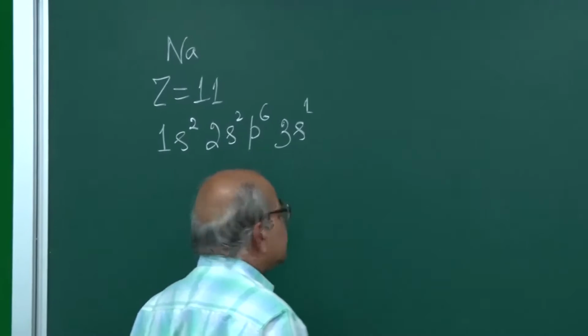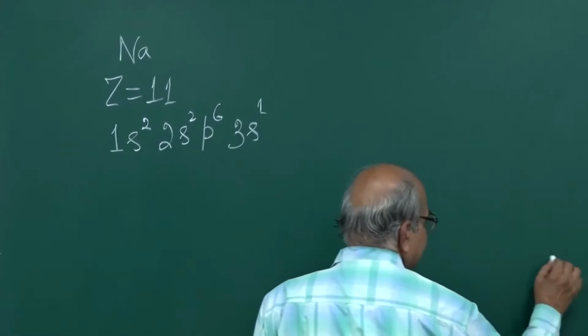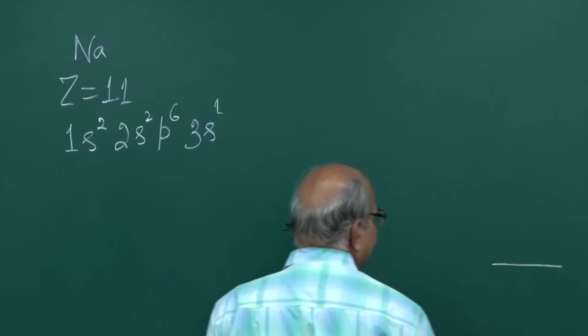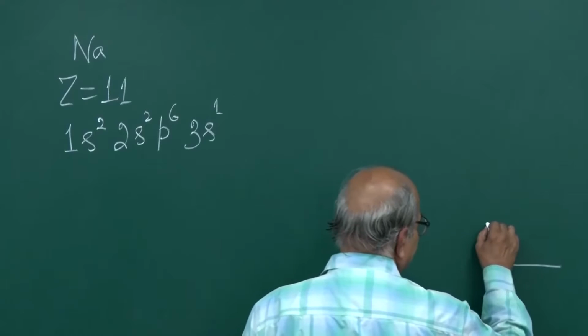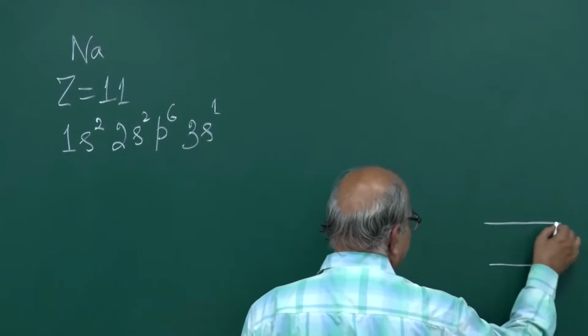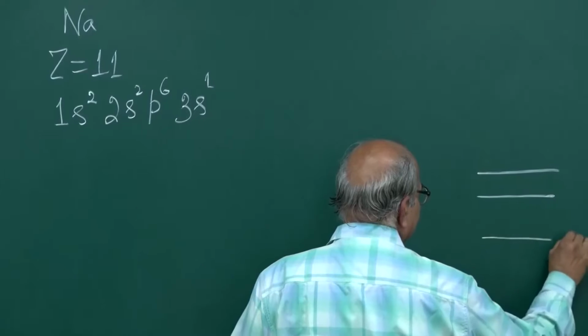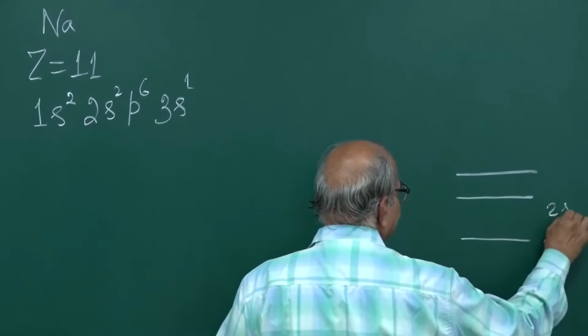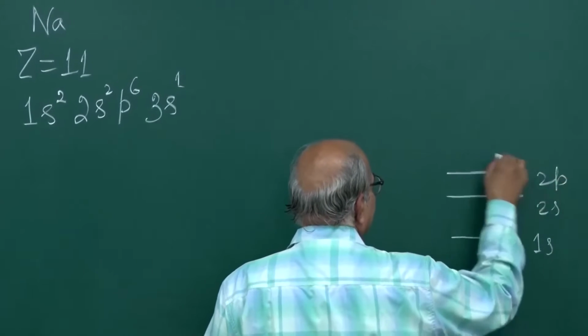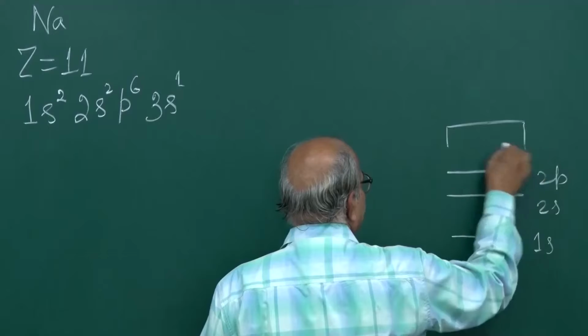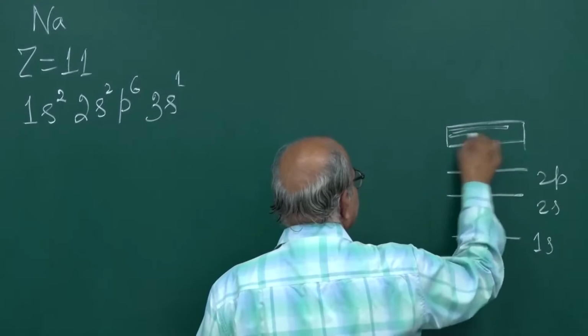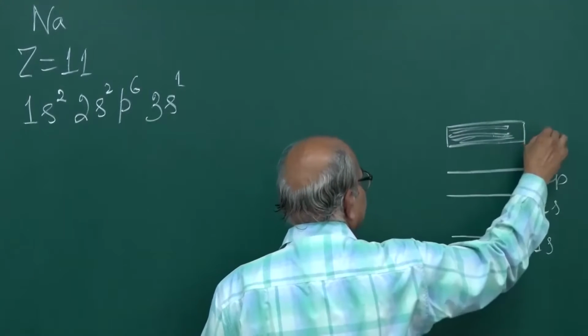So for the energy levels, this 1s is almost sharply defined, 2s will be almost sharply defined with a little bit of spread, 2p will also be narrow. This is 1s, this is 2s, this is 2p, and then you have 3s. 3s is reasonably spread, then you will have 3p and all those.